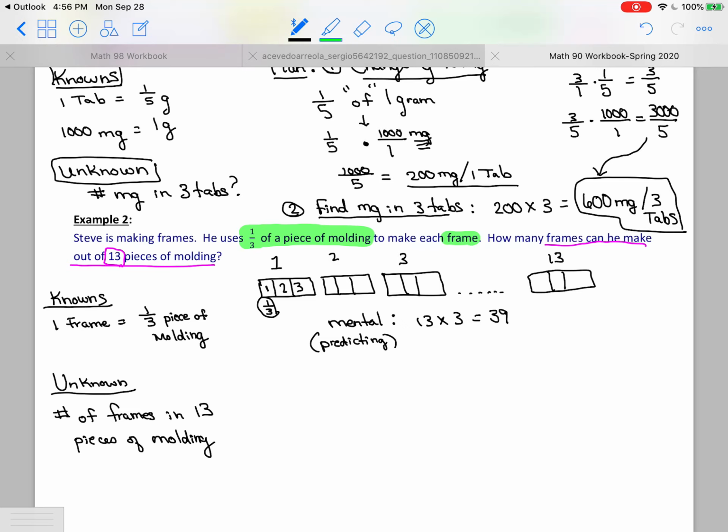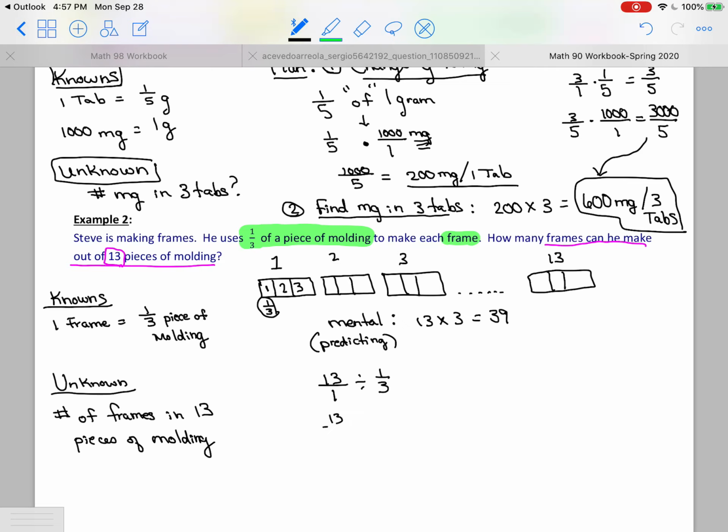So there is another way that we can actually look at this, right? We can look at the fact that we have 13 pieces of molding, right? And we're dividing that by 1/3 pieces. Right, so this is just another way of looking at it. We have this large, long line of pieces of molding, and we're dividing it down by 1/3 sections, and we want to know how many sections that would give us, which tells us how many frames.